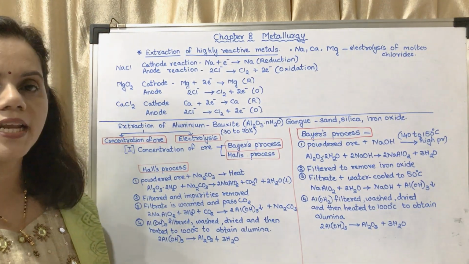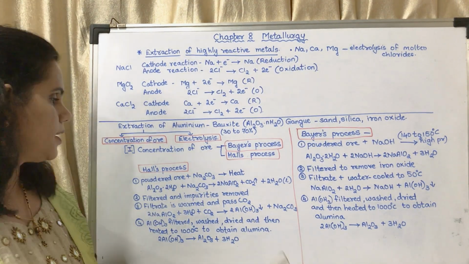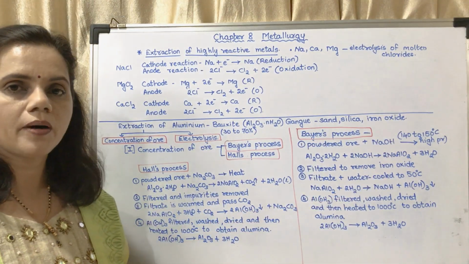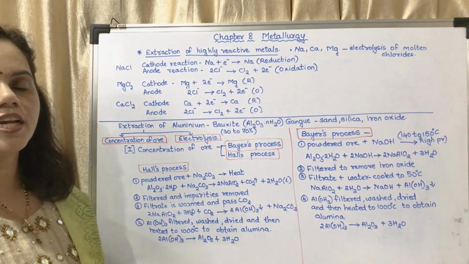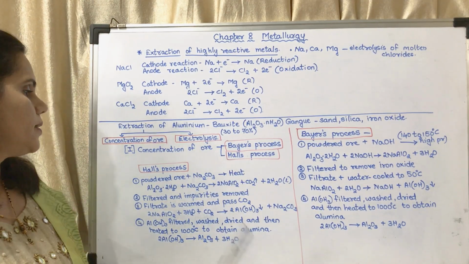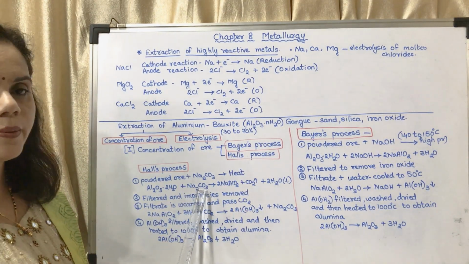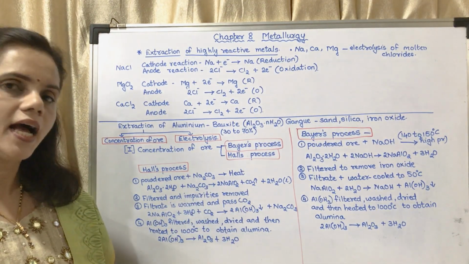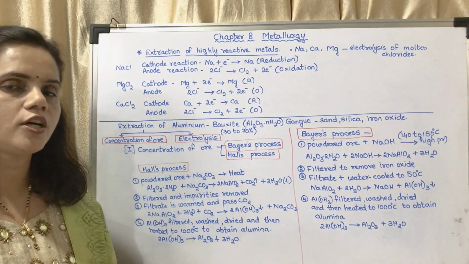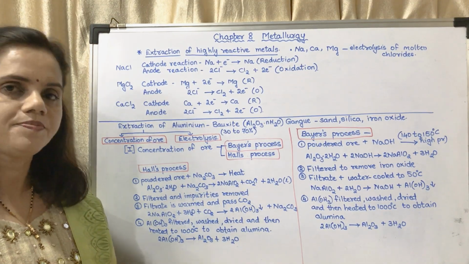Now we may move on to the next step, that is Hall's process, the second process. Powdered ore, that means all these you have to powder, and you have to add sodium carbonate to it and heat it. When you heat it, the aluminium oxide, this part, will react with sodium carbonate to form sodium aluminate. Here also sodium aluminate is formed in the solution form.